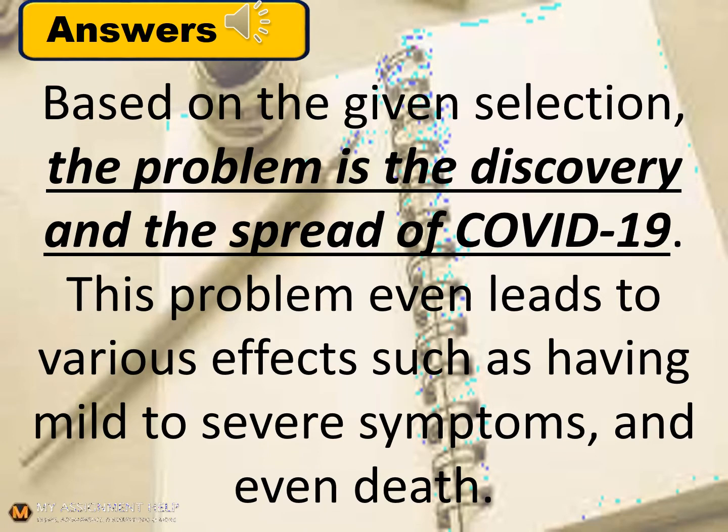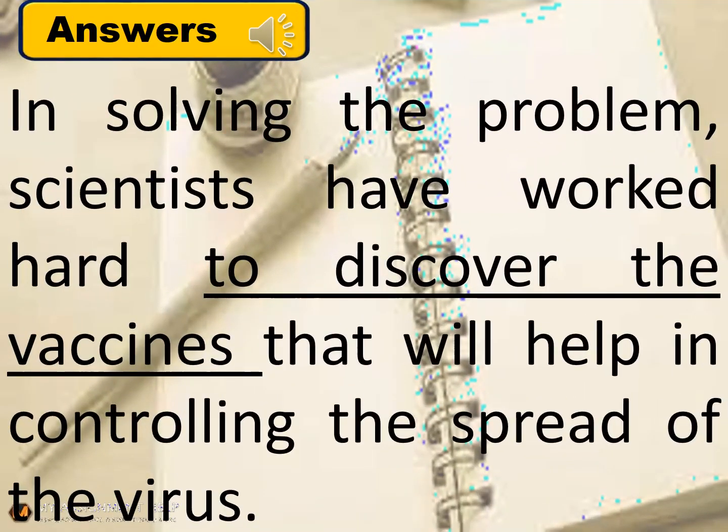Here's the first answer. Based on the given selection, the problem is the discovery and the spread of COVID-19. This problem even leads to various effects, such as having mild to severe symptoms and even death. For the second question, in solving the problem, scientists have worked hard to discover the vaccines that will help in controlling the spread of the virus. Now we're done answering the two questions. Let's move to the next.